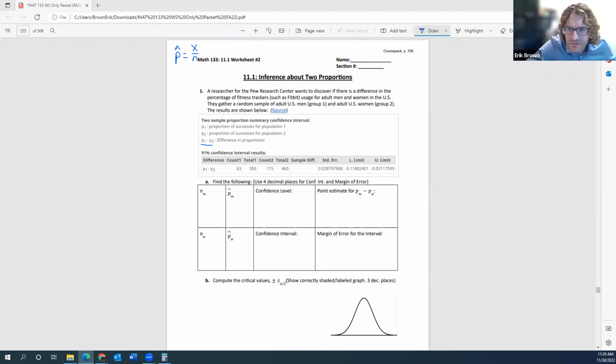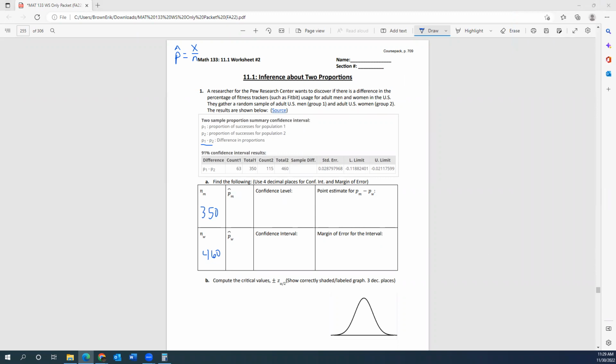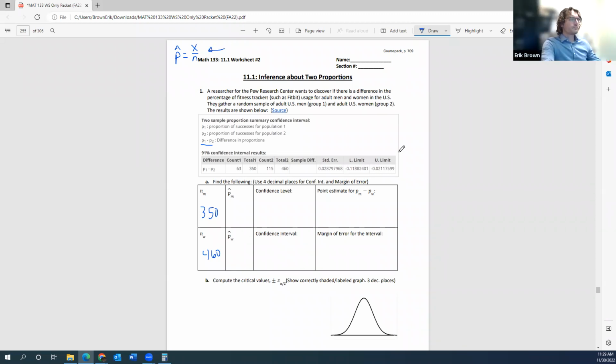That was 5 minutes. So, how'd y'all do? Did you get 350 here and 460? And did you remember how to calculate p hat? No to both. Isn't p hat x over n? Yes. So when you said no to both, did that mean you didn't agree with the 350?